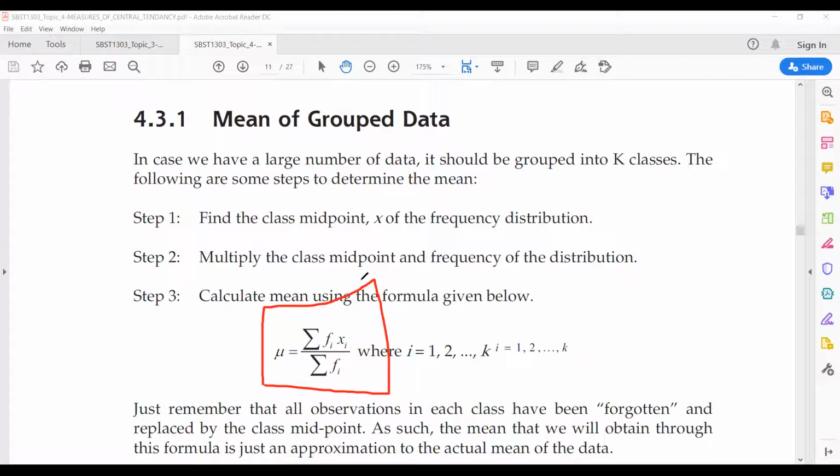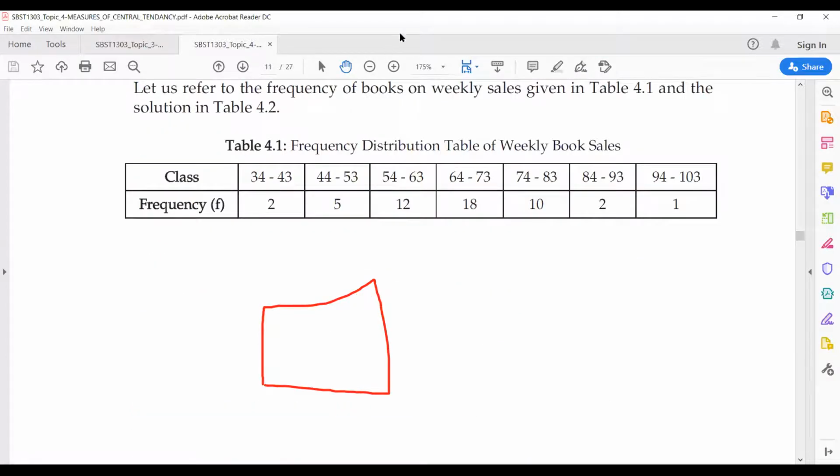F is the frequency, x is the midpoint, because here we are dealing with classes that have been categorized, so you need to find the midpoint. These are frequencies. What this is saying is there are two observations between 34 to 43, but we don't know them, so we use the midpoint. The midpoint, like we've been calculating all this while, will be 34 plus 43 over 2. That will give you your x for that class. You understand? Okay, so let's try the first example for the grouped data.